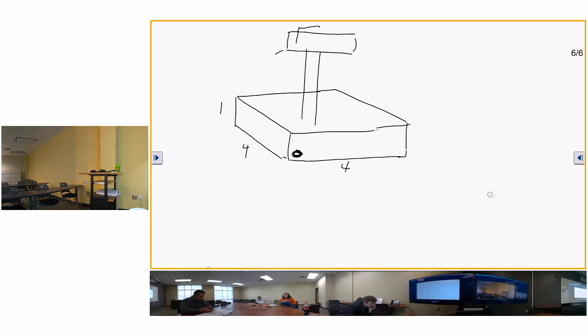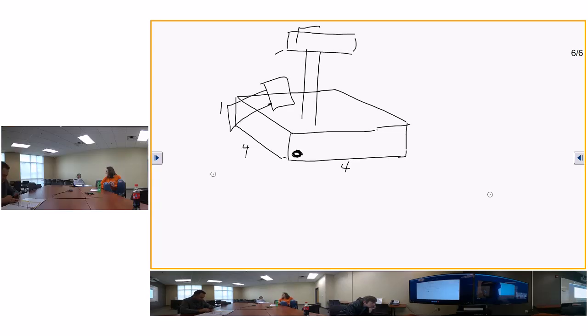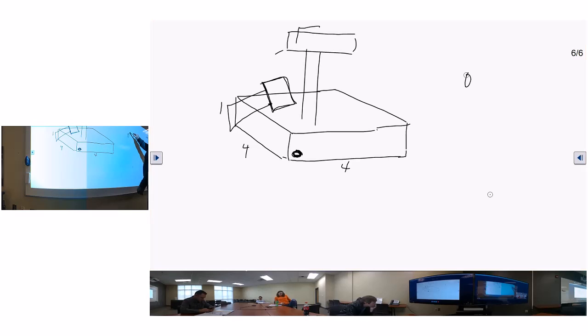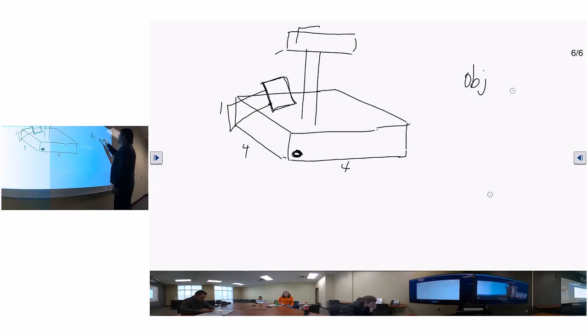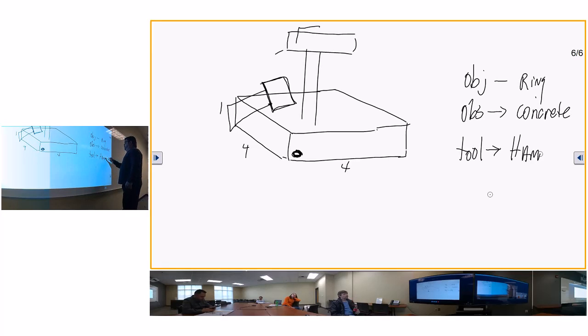You're going to get a big hammer. And you're going to bust it, pound the concrete until you find that ring. So your objective is to get the what? Get the ring. What's the obstacle? The obstacle is the concrete. And what is the tool? The hammer. The big hammer.